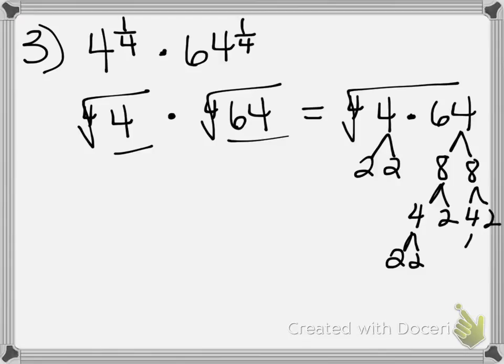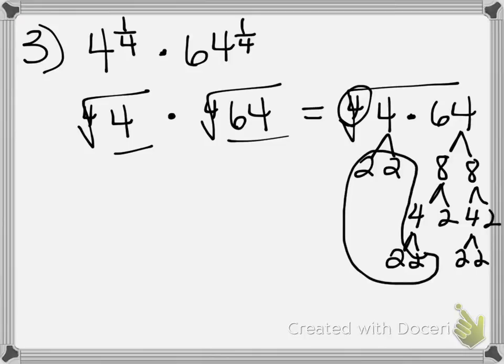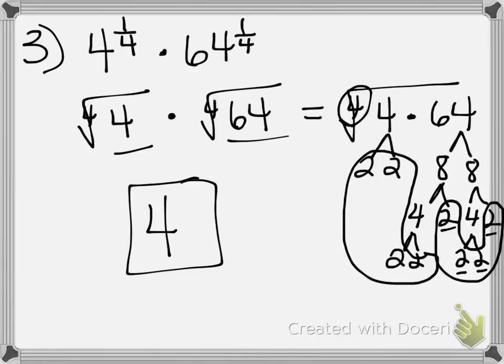Here I can do 4 and 2, and then 2 and 2 again. Because it's a fourth root, I need them in a group of 4. So there's one group of 4, and then I have 1, 2, 3, 4. So that is another group of 4. So I can do 2 times 2, which is 4, and there are no leftovers. So therefore, my final answer is 4.